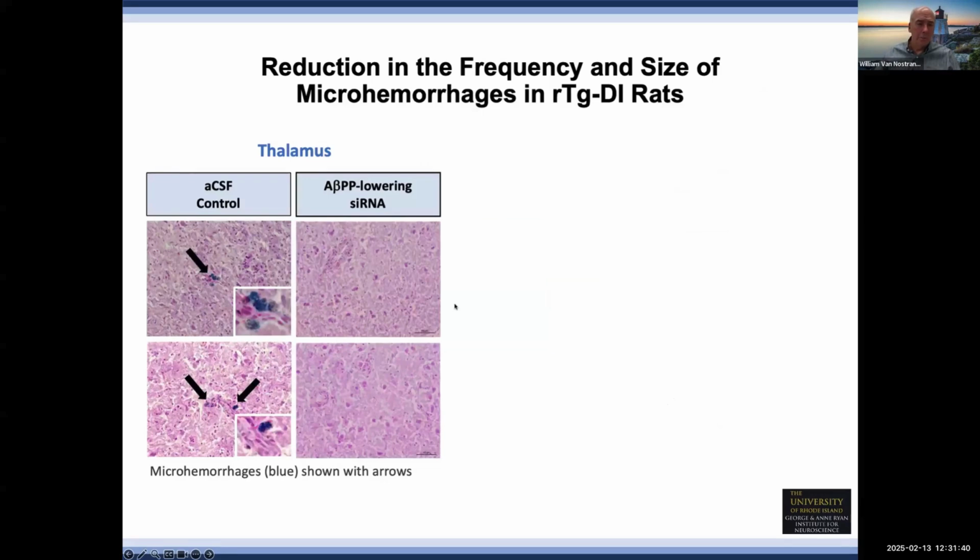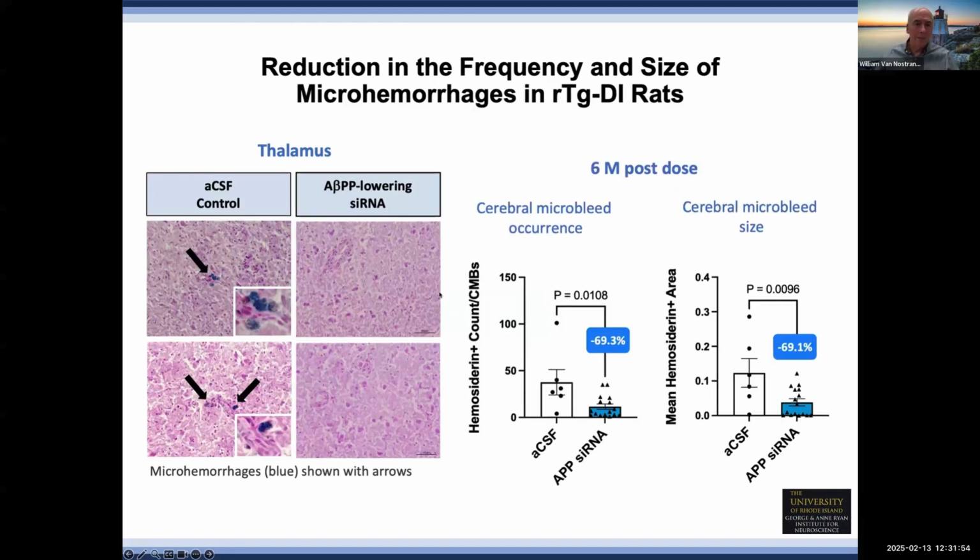We then looked at the micro-hemorrhages in these animals. Here are the CSF control rats. Again, we see the presence of perivascular hemosiderin here, indicative of micro-hemorrhages. This was greatly reduced in the APP lowering siRNA treatment. Here we looked at the occurrence of cerebral microbleeds. There was about a 70% reduction in microbleeds in the APP siRNA lowering treatment.